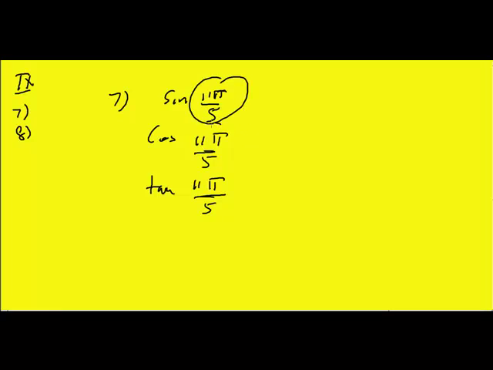Alright, 7 and 8. Okay, 7. We're finding sine of 11 pi over 5. Okay, and then cosine of 11 pi over 5 and a tangent of 11 pi over 5. Okay, is 11 pi over 5 part of the unit circle? Okay, just punch in your calculator. That's what you have calculators for.